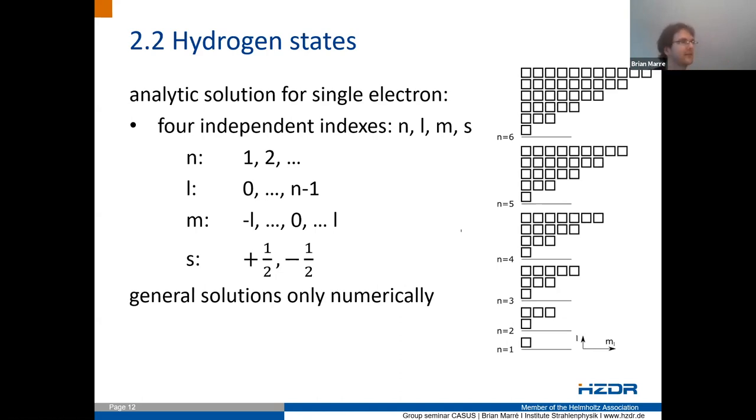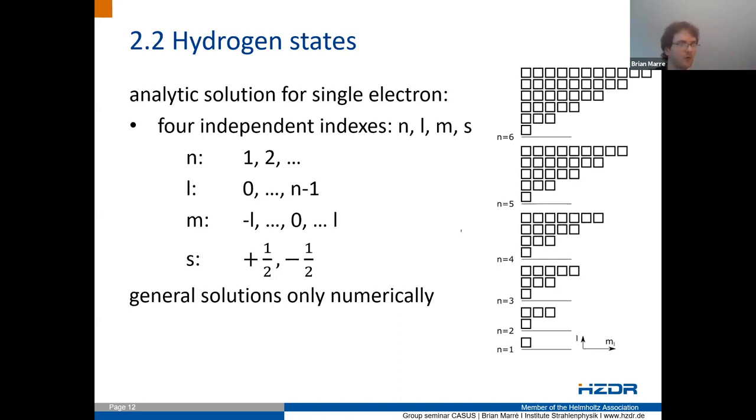For N, it's a whole number starting with one. Then the L quantum number is a whole number from zero to N minus one. And M is from minus L to plus L in steps of one, once again a whole number. And S is either plus one half or minus one half. Why those specific values, you can read up on yourself, but in principle, those are the values.